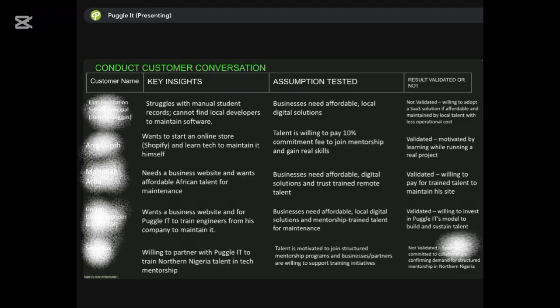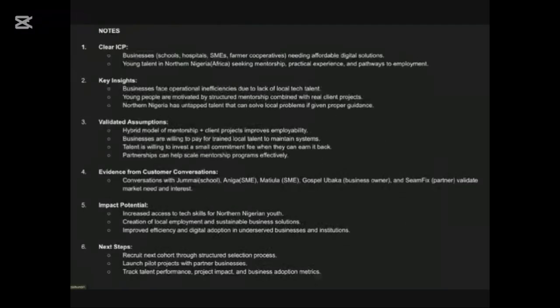So this was the conversation we had with customers, and we can fine tune it for our next stages, not just here. Then the key notes, like the client we had: we have a clear ideal customer profile. We have key insights into what we are doing. We have validated assumptions, which we have seen work. And we have evidence from customer conversations, and impact on the potential to increase access to tech talent.